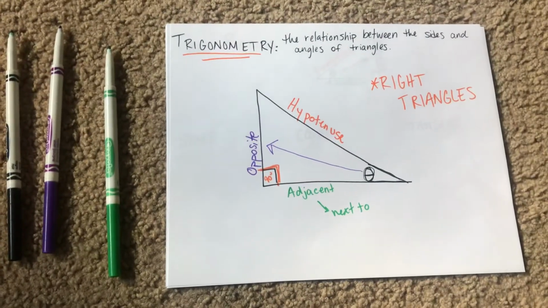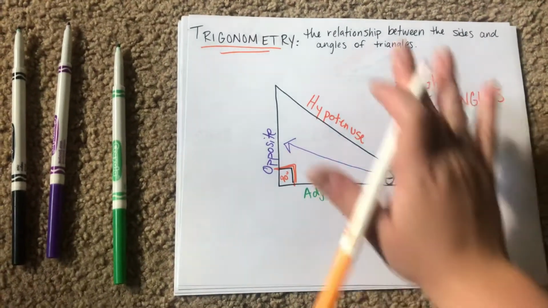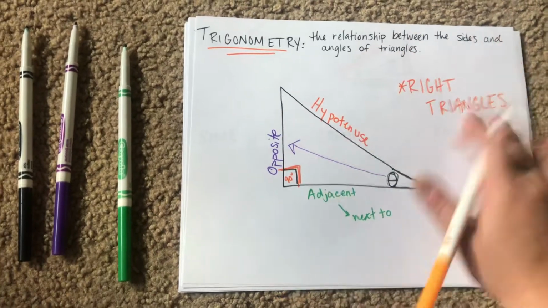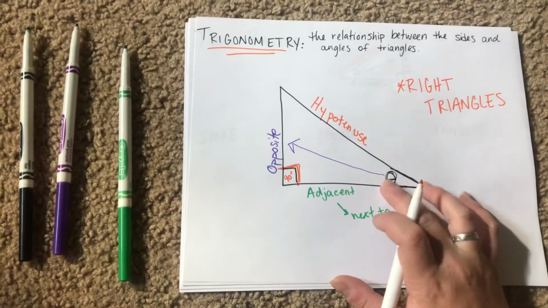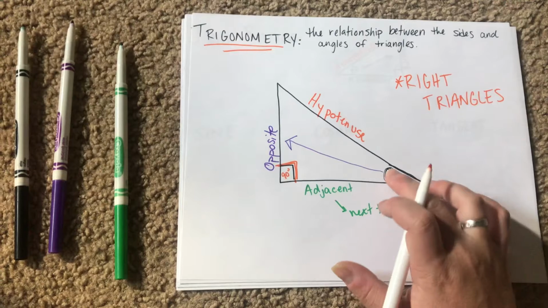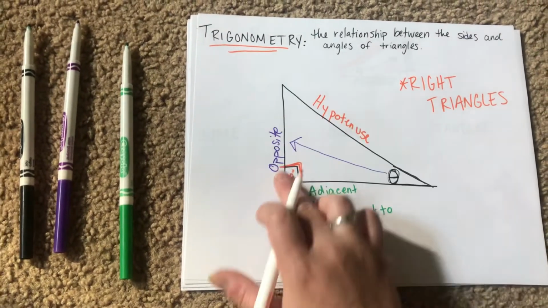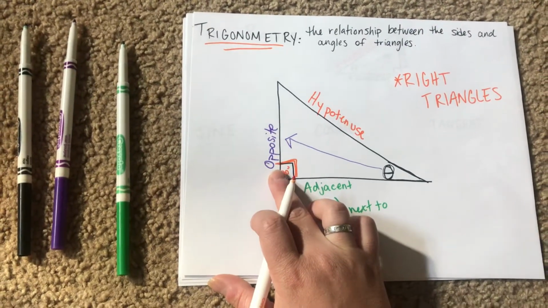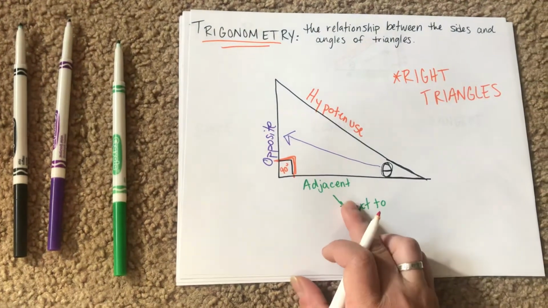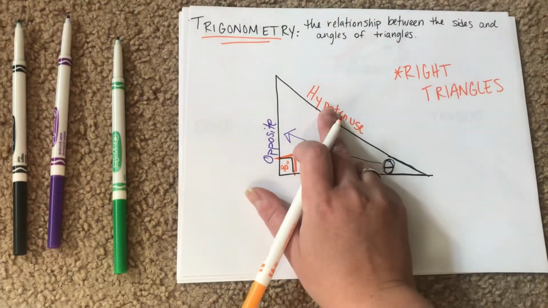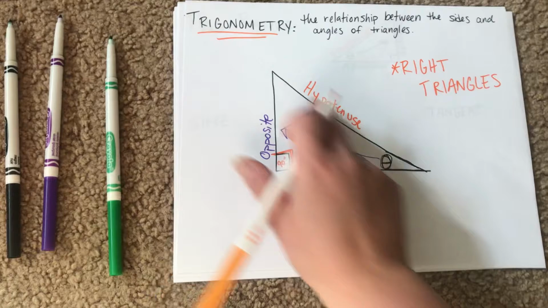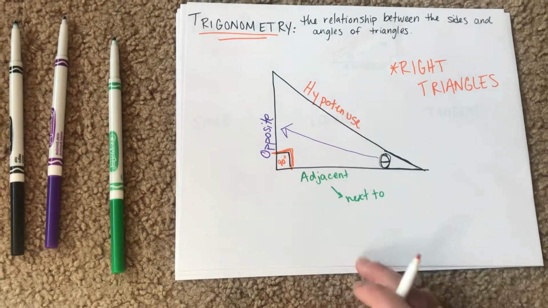So everything we're going to be talking about is right triangles, which hopefully you remember means we have a 90-degree angle in there. All right, so trigonometry, the relationship between sides and angles of triangles. We're going to be using right triangles. We have theta, which just means what angle we're talking about. We have an opposite side, which is the leg that is across from that angle that we're talking about. We have an adjacent, which is the one next to the angle we're talking about, and the hypotenuse, which will always, always, always be the longest side across from our right angle.